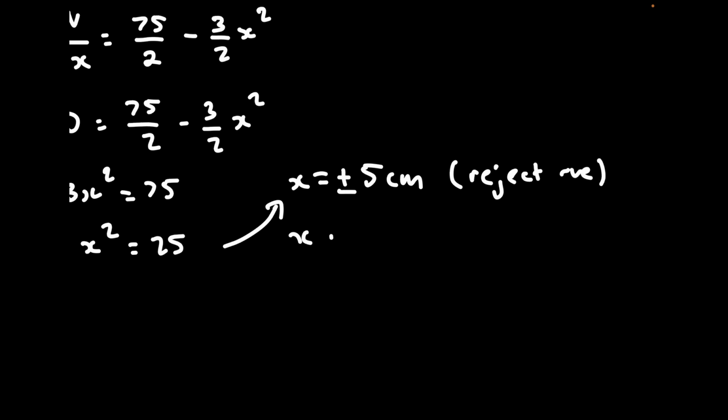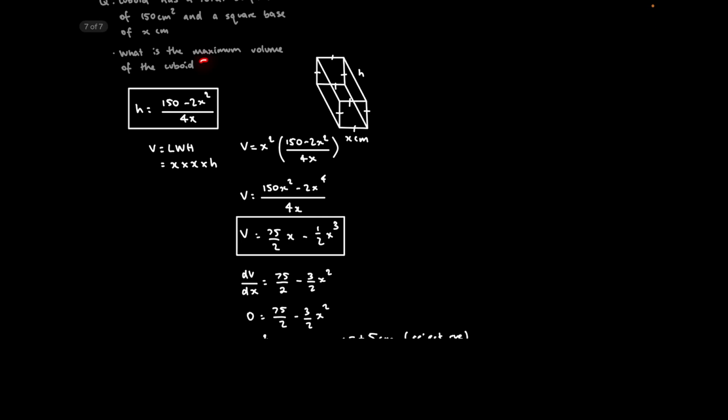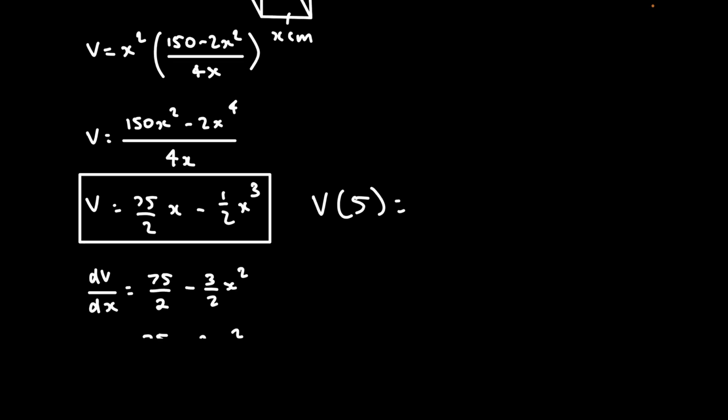Okay, so that means the only solution we can worry about here is x equals 5 centimeters. So x equals 5 centimeters is the value that gives you the maximum volume in this question. But they asked us what is the maximum volume. So to work out the maximum volume, let's work out the volume when x equals 5. That's simply going to be equal to 75 over 2 times 5 minus 1 on 2 times 5 cubed.